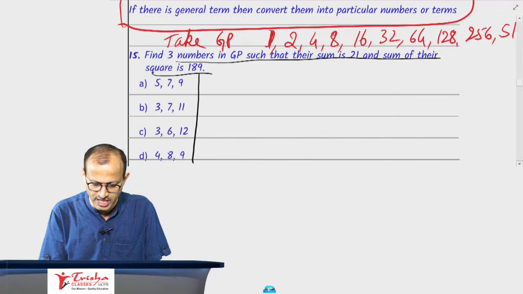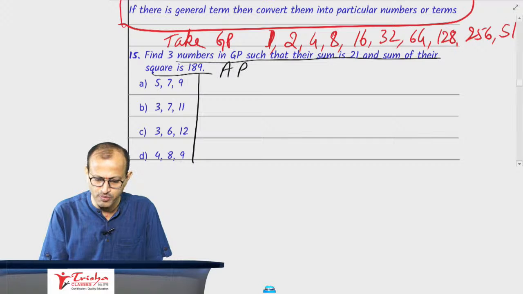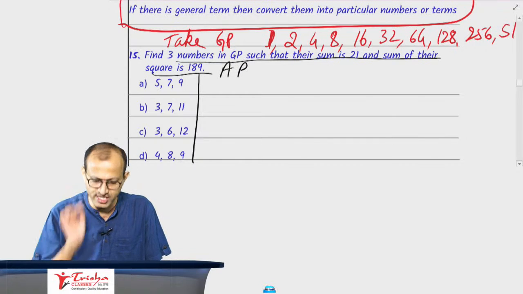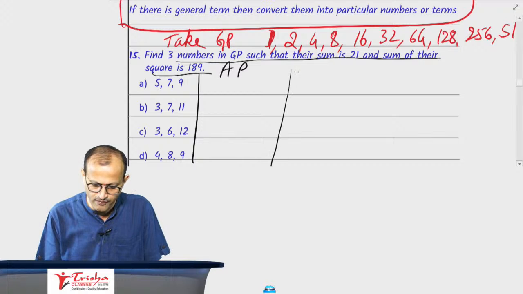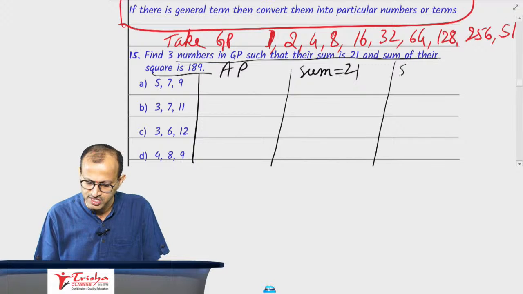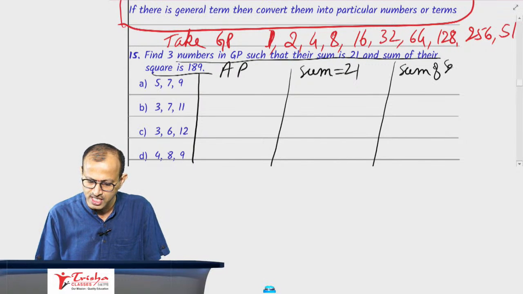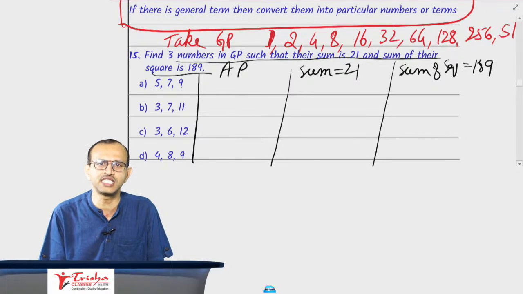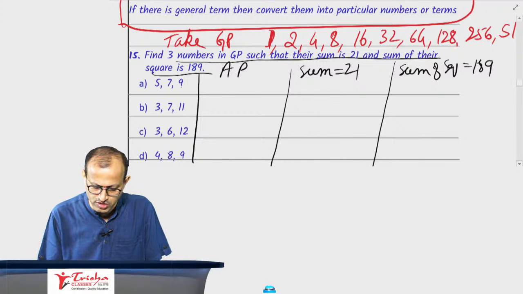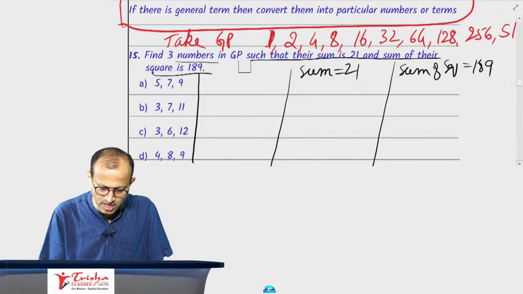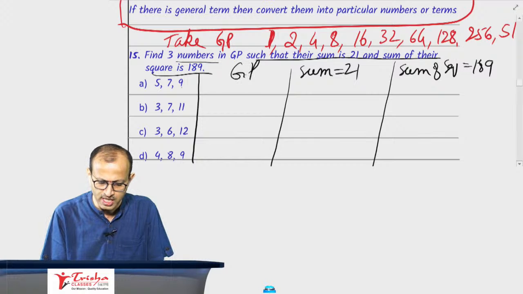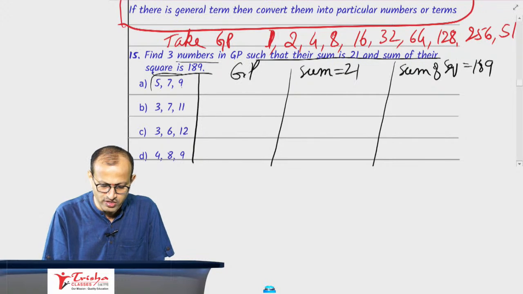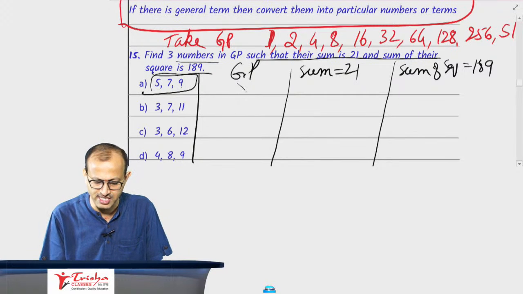Tell me, there are 3 conditions the 3 numbers should satisfy. One is GP. The sum of the terms should be 21. The sum of squares should give you 189. Shall we work it out? First one, 5, 7, 9. Is it in GP? Oh, no. Sorry, the 3 terms should be in GP. But unfortunately, the first answer, 5, 7, 9, is not in GP.